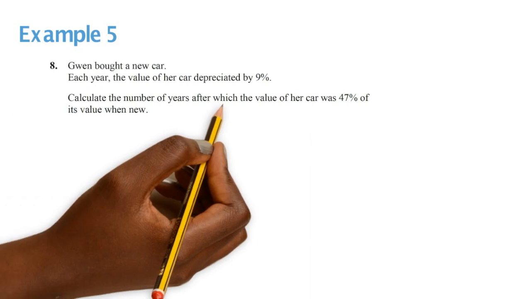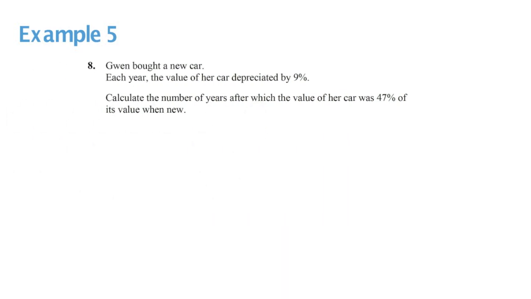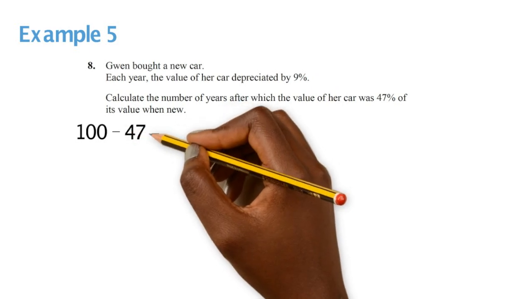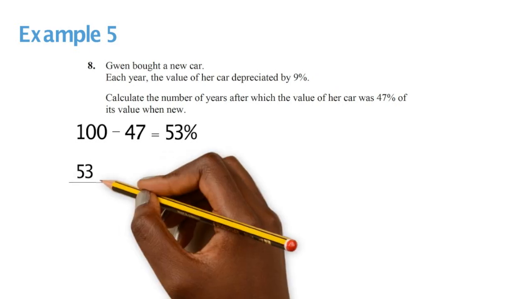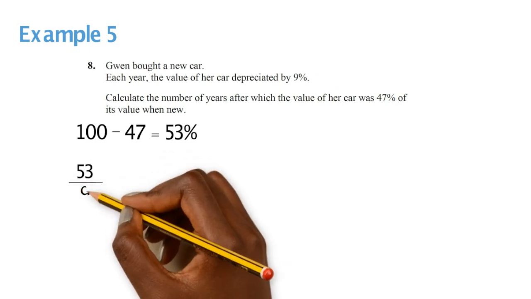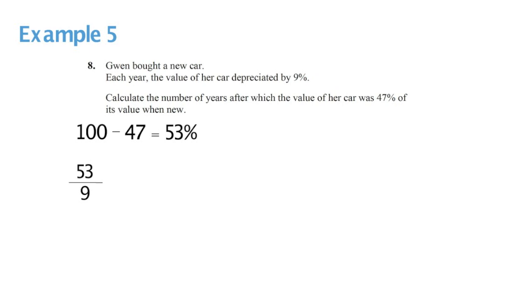And the last example, example 5, is a question to do with depreciation, which they like to include with this topic as well. So depreciation is the opposite of compound interest. It means it's going down. So you need to work out how many number of years the car will depreciate by a value of 47%. So we'd have to do 100, take away 47, which is 53. Because it depreciates by 9% each year, we have to do 53 divided by 9 to work out roughly how many years that would be. Because we've got 5.89, that would be roughly 6 years.